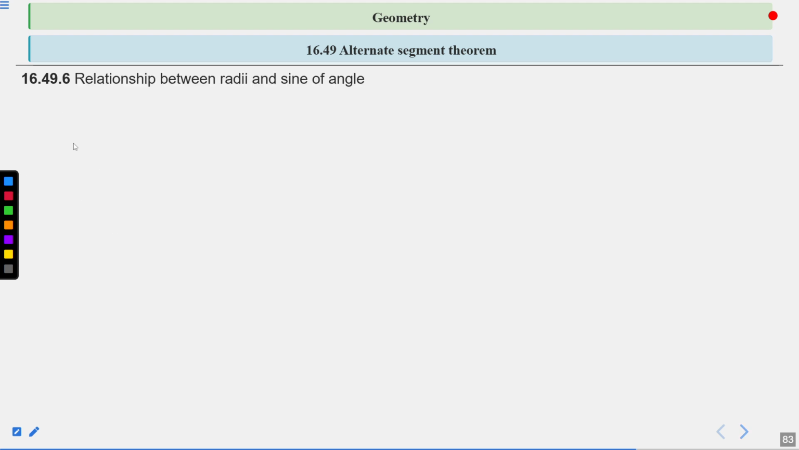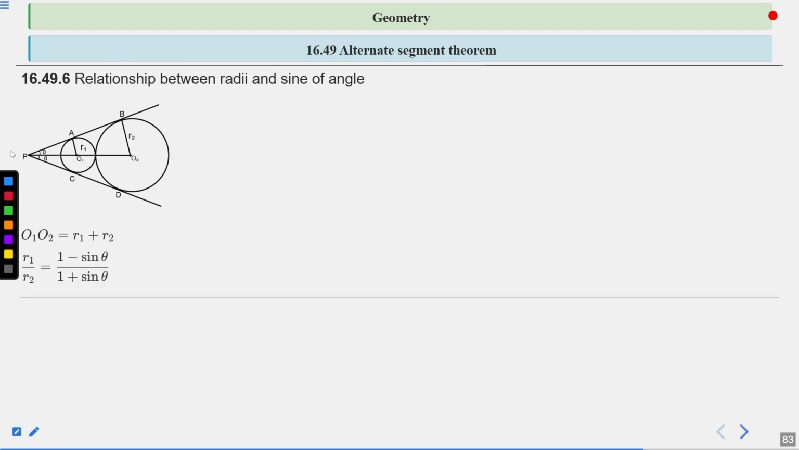Relationship between radii and sine of the angle. So this is the diagram in which two circles touch each other externally and have different radii R1 and R2. This is O1 and this is O2. So the distance between O1 and O2 is R1 plus R2. Now the ratio between R1 and R2 will become 1 minus sine theta upon 1 plus sine theta. Next one.